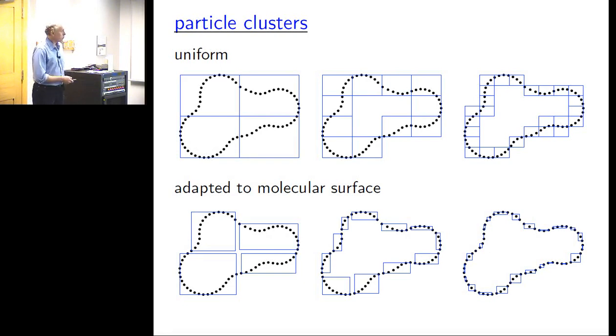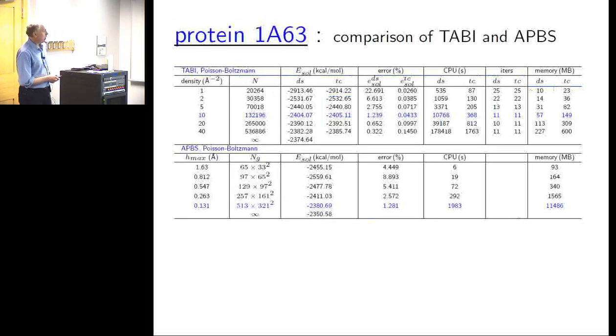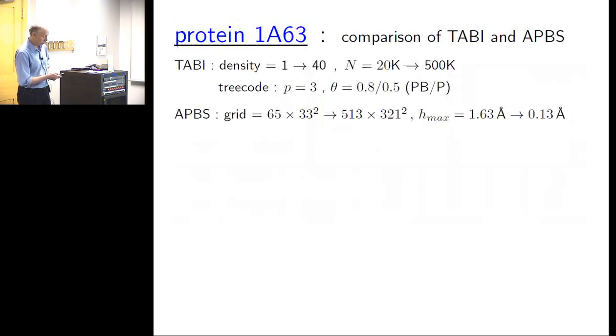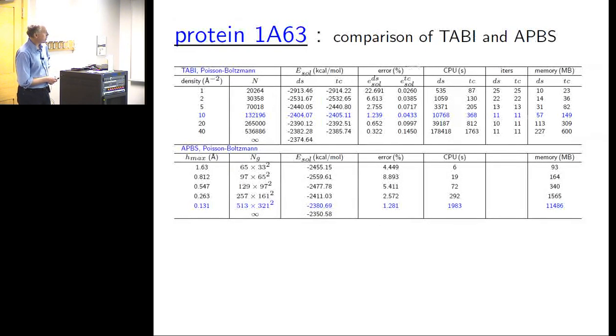to some results. I apologize for all the dense numbers over here, but I'll try to lead you through. We did a comparison. TABI is our Treecode-Accelerated Boundary Integral solver, and APBS is the Adaptive Poisson-Boltzmann Solver that Nathan Baker, Michael Holst, and others have developed. We took this as one of the standard PB solvers that are used. The top half of this table is the boundary integral results. The bottom half are the APBS results.